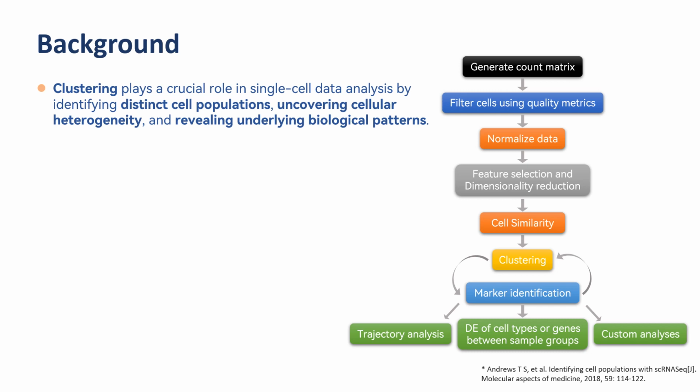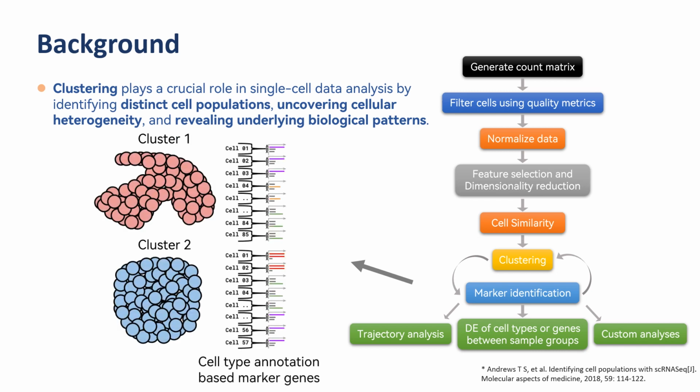In single-cell data analysis, clustering plays a crucial role by identifying distinct cell populations, uncovering cellular heterogeneity, and revealing underlying biological patterns. The steps involved in clustering analysis have been well documented. Generate count matrix, cell filtering, normalization, feature selection, cell similarity calculation, and clustering. Finally, cell types are annotated based on marker genes, enabling downstream analysis such as trajectory analysis.